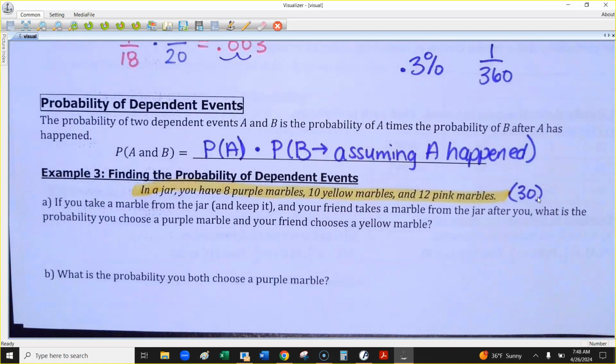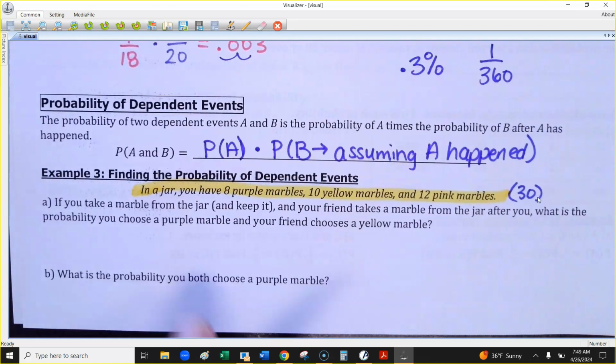Okay, now here's what I'm going to calculate. These are going to be dependent, so one of them is going to affect the other. All right, if you take a marble from the jar and keep it, that's going to let me know if I hold it out, I'm changing the number of marbles in the jar. So if I hold it out, that automatically is going to make it a dependent situation.